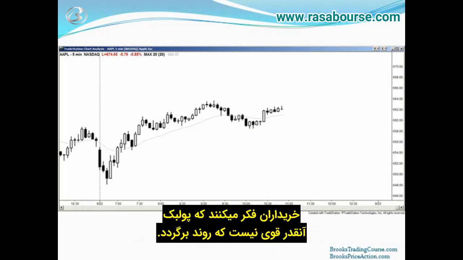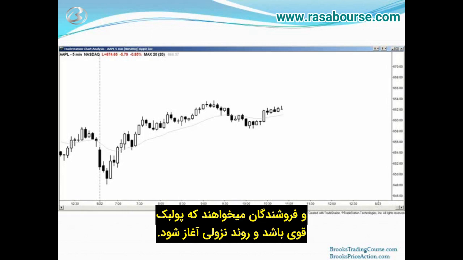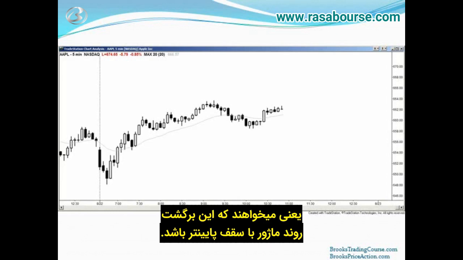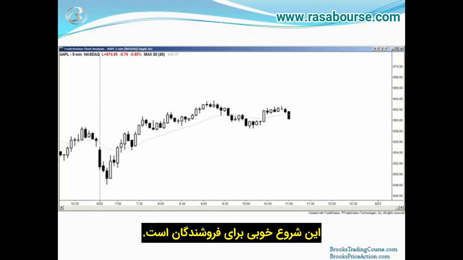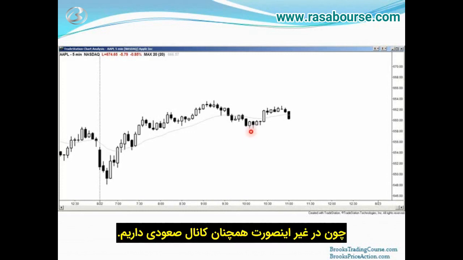The bulls will hope that the pullback is not strong enough to be a reversal, and the bears want the pullback to be strong enough to be the start of a bear trend. They want this to be a lower high major trend reversal. Good start for the bears, but they need follow through. They need to get below the most recent higher low, because otherwise it's still a bull channel. If it continues to form higher highs and lows, it's still a bull trend.